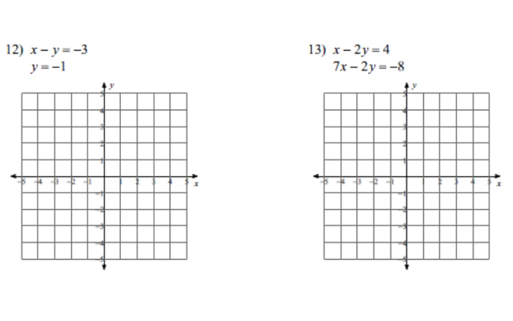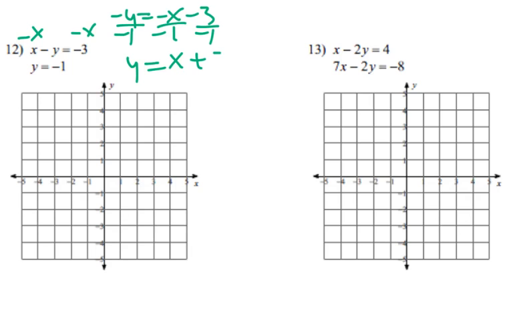So, subtract x from both sides. We get negative y equals negative x minus 3. Divide by negative 1. Get y equals positive x plus 3. So up to 3, positive x is like 1 over 1. Up 1 to the right 1, or the opposite, down and to the left. That maintains that positive slope.